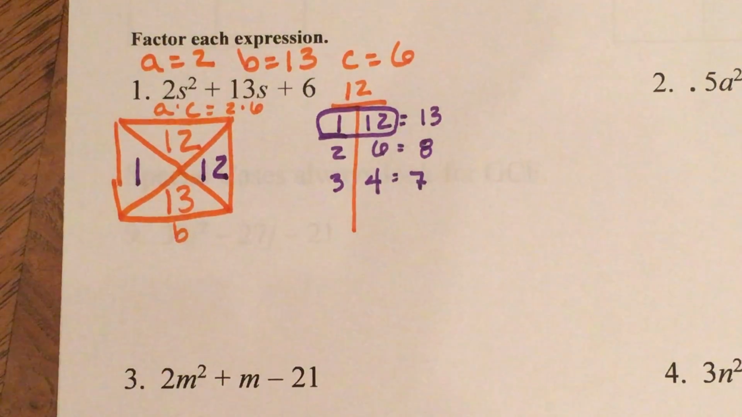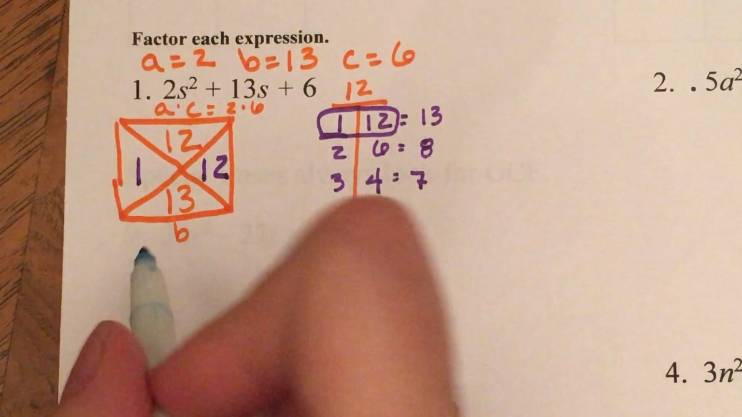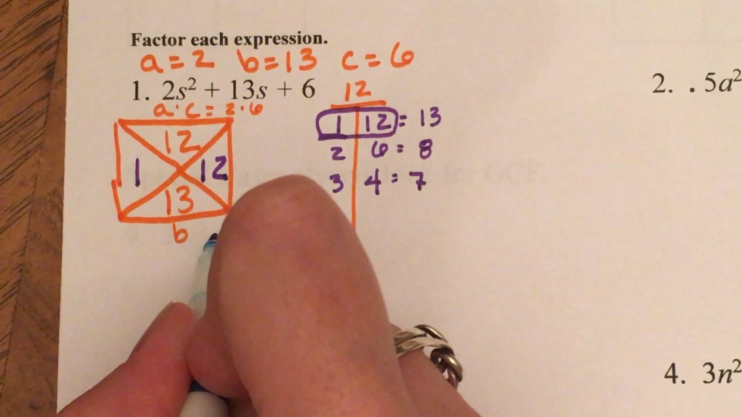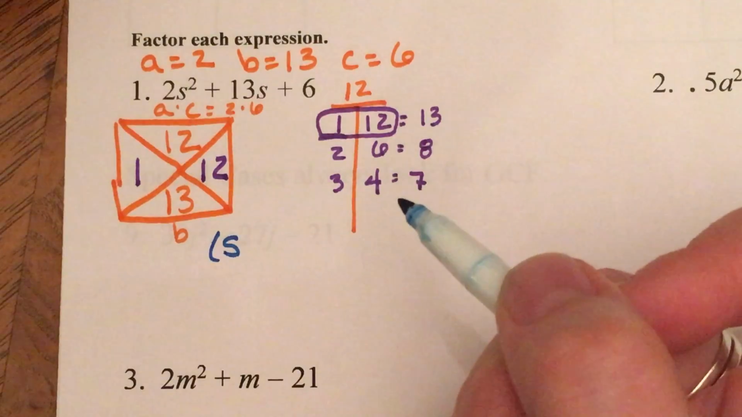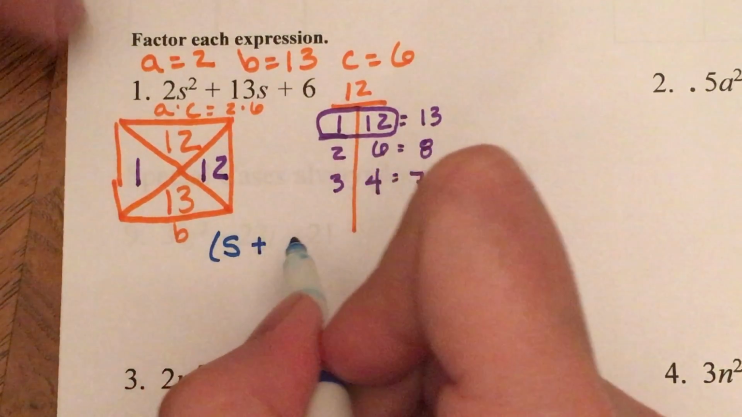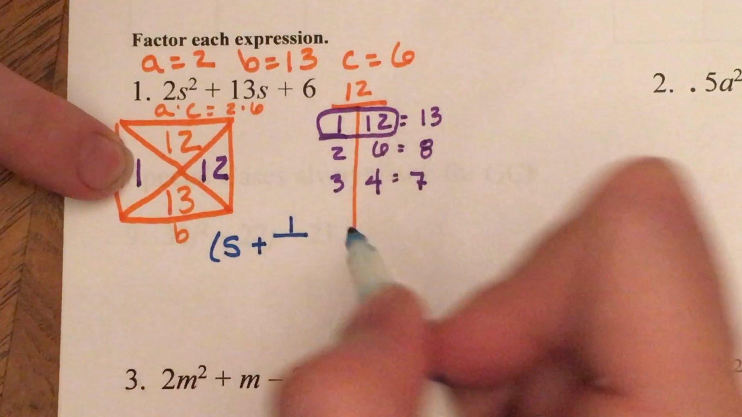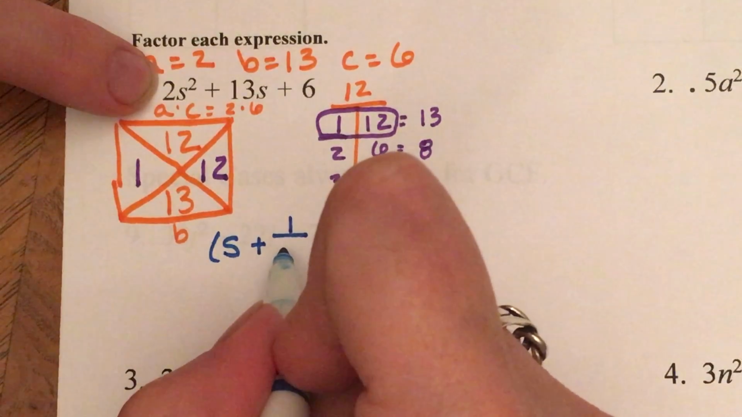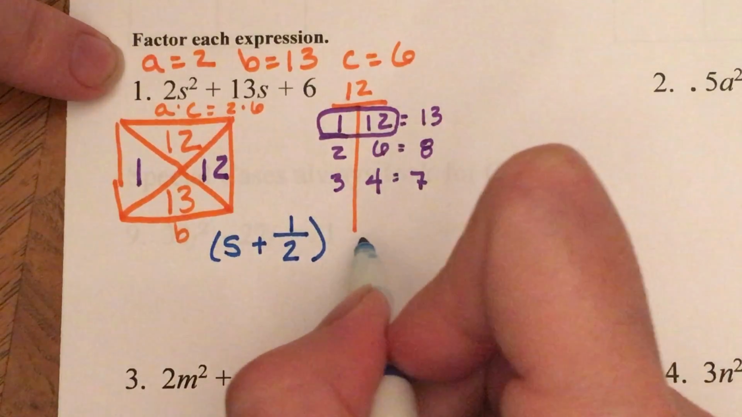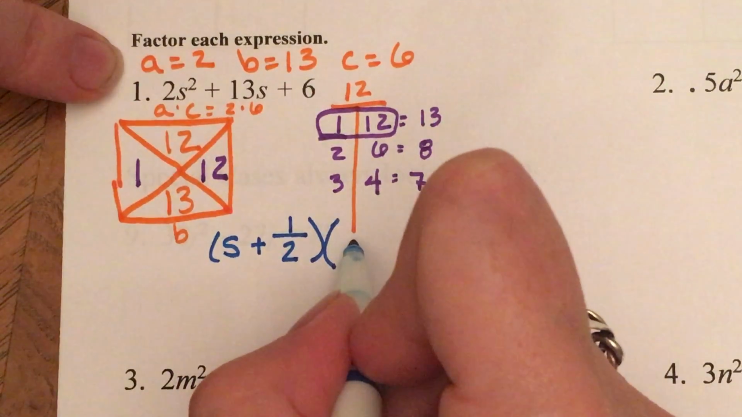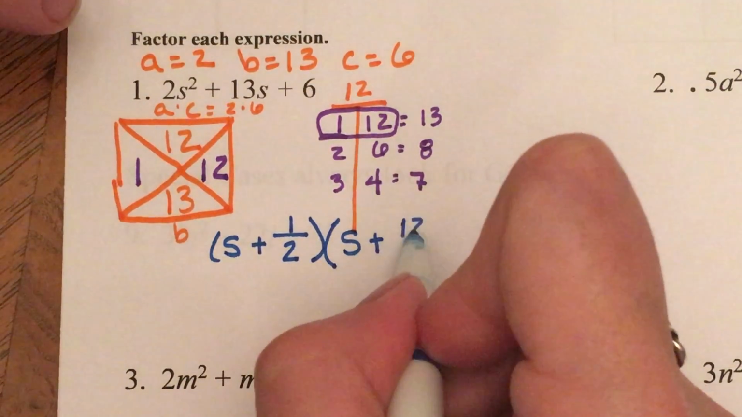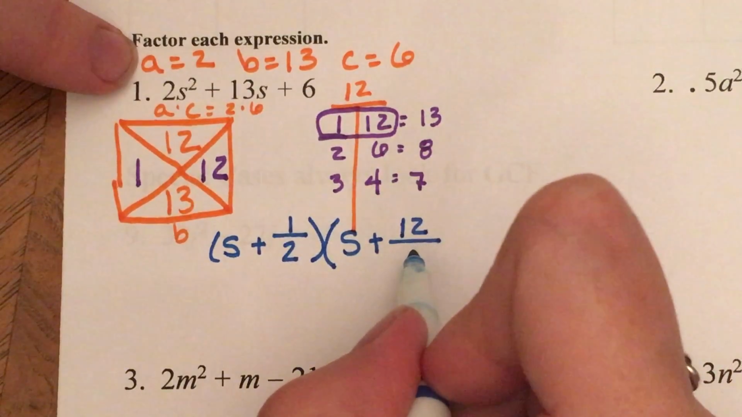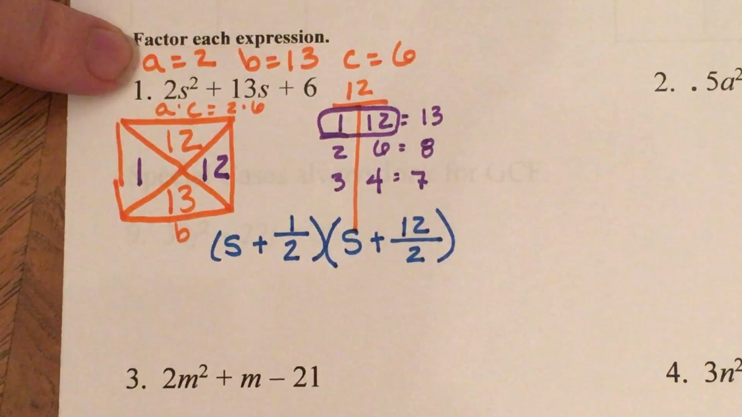Now we go and build the binomials. This is where things are a little different, but it's not too bad. We're going to go slow. So I have a variable of the letter S. Make sure you know that's an S and not a 5. Plus your wing divided by A. A is 2. Oh, that's different. Times your variable S plus your other wing divided by A. A is 2.